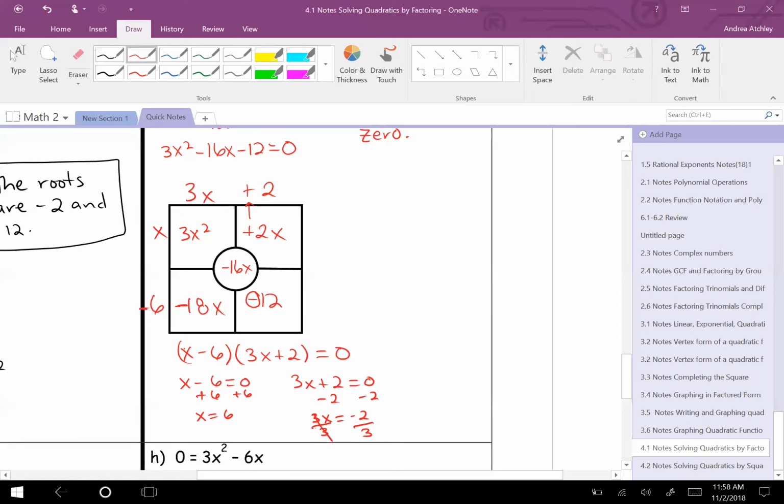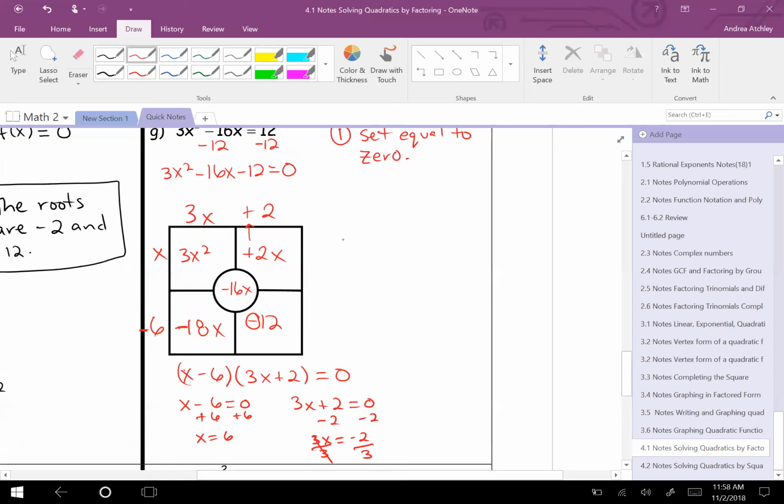So what is this asking me to find? The solutions. The solutions are 6 and negative 2 over 3.